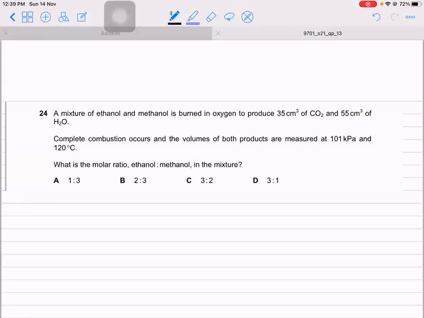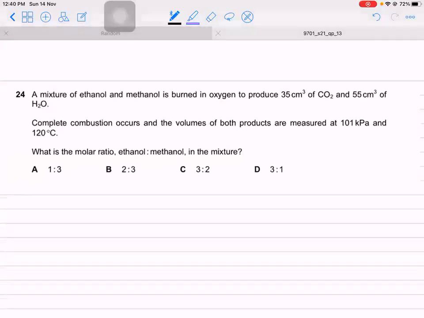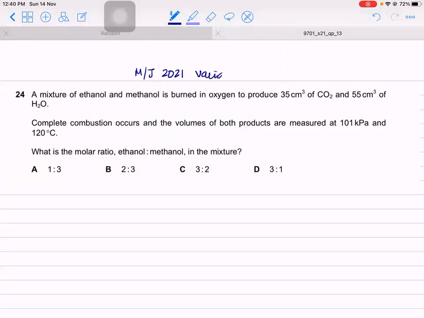All right, so this question right here: a mixture of ethanol and methanol is burned in oxygen to produce 35 cm³ of carbon dioxide and 55 cm³ of water. This is from summer 21, variant 1-3. So this is May/June 2021, variant 1-3, question number 24. So let's go over this.